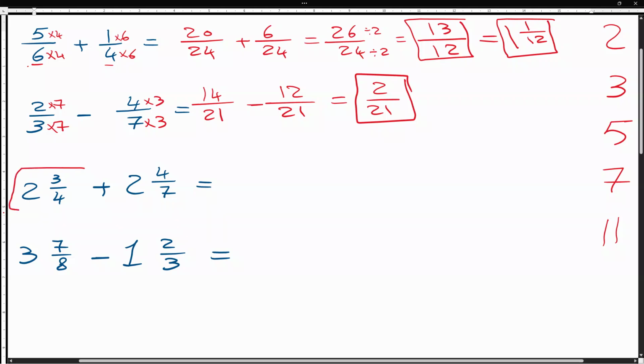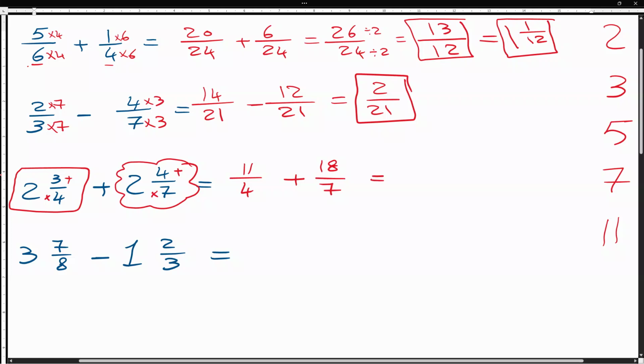Now in here, these types of questions need a bit of work. Why? Because I cannot deal with mixed numbers. I have to convert it to improper fraction by multiplying, then adding. 2 times 4 is 8, 9, 10, 11. So this is 11 out of 4. Plus, again, another mixed number. I multiply by the bottom, then add the top. 2 times 7, which is 14, plus 4. So this is 18 out of 7.